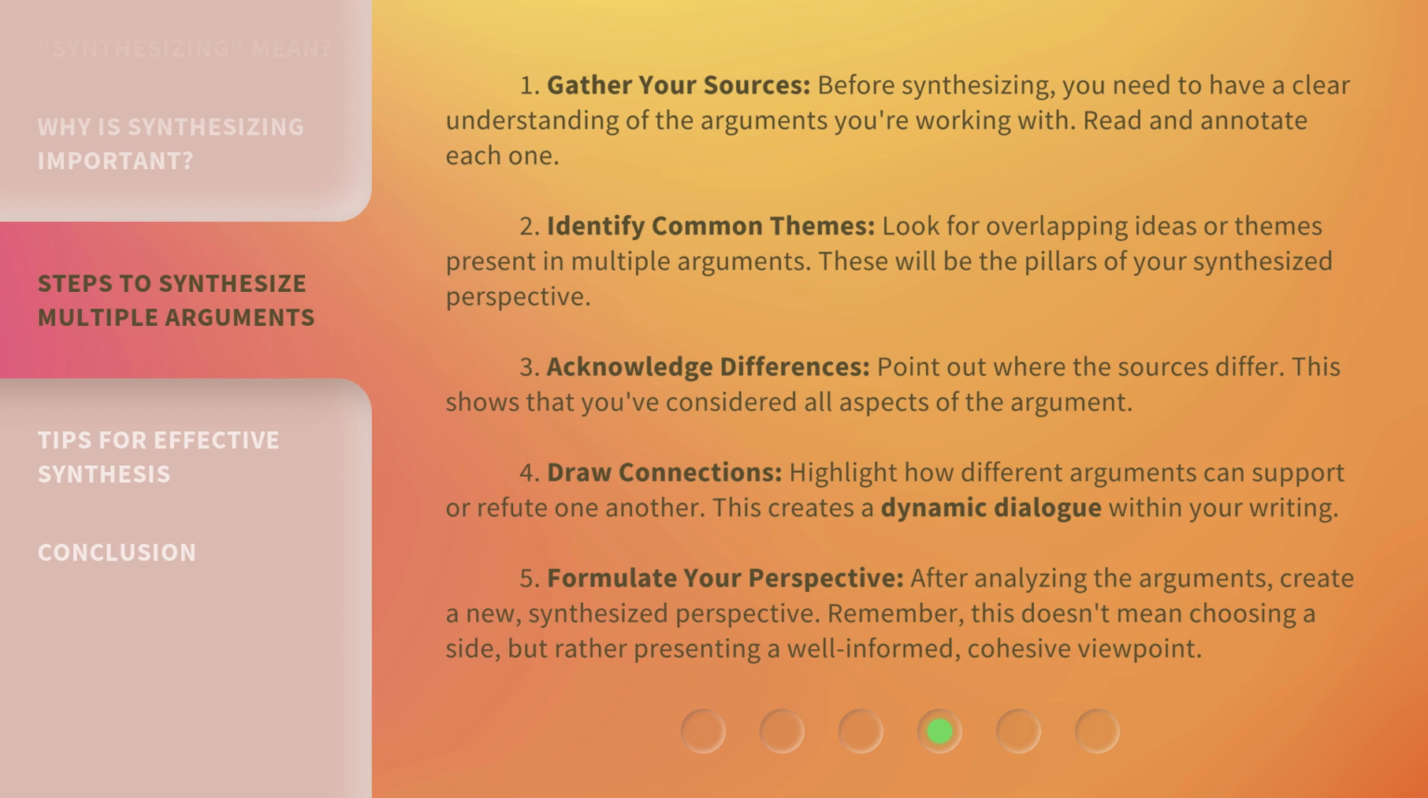3. Acknowledge differences. Point out where the sources differ. This shows that you've considered all aspects of the argument. 4. Draw connections. Highlight how different arguments can support or refute one another. This creates a dynamic dialogue within your writing. 5. Formulate your perspective. After analyzing the arguments, create a new, synthesized perspective. Remember, this doesn't mean choosing a side, but rather presenting a well-informed, cohesive viewpoint.